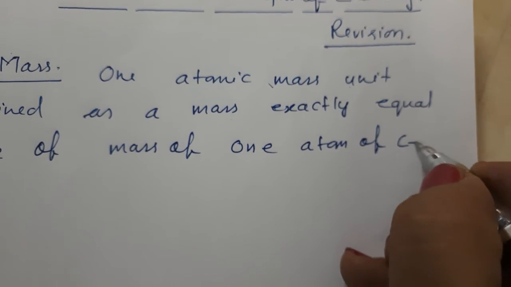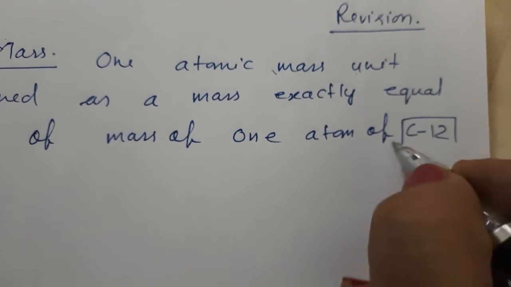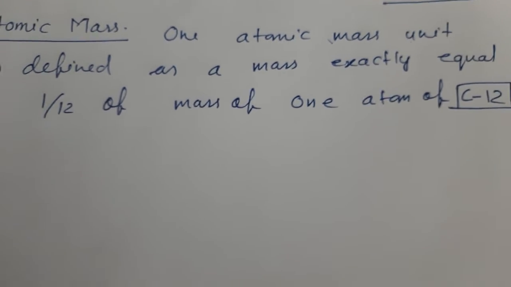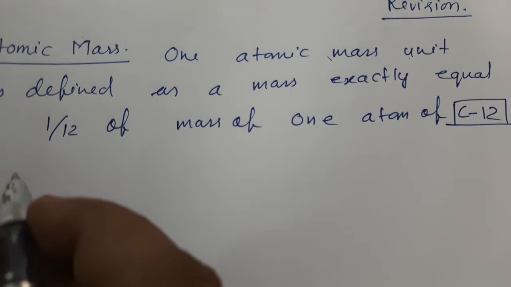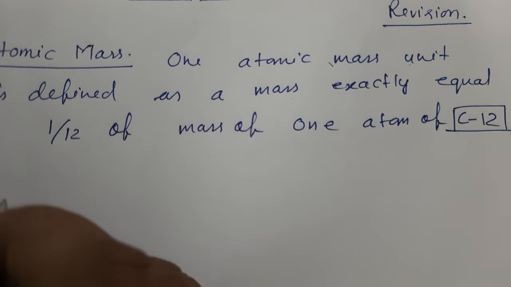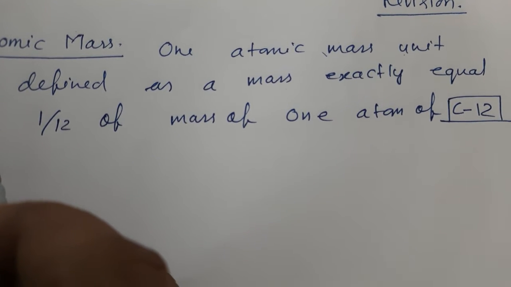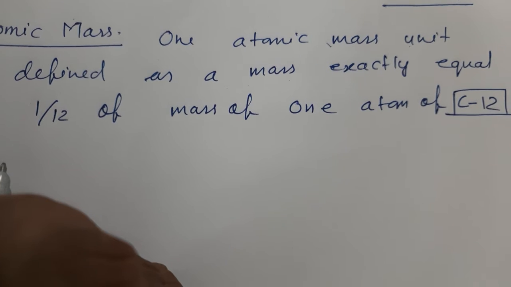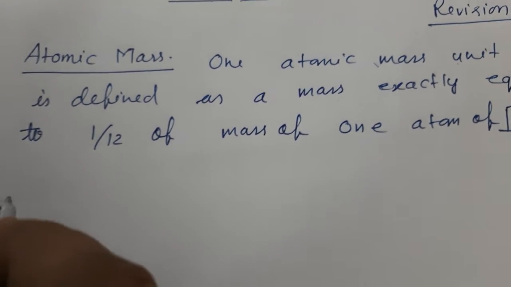What is C12 beta? Carbon 12, what is C12? It is an isotope of carbon, right? And the mass of oxygen is near about 15.995 AMU, that is 16, therefore we take it as 16. Then what is average atomic mass?